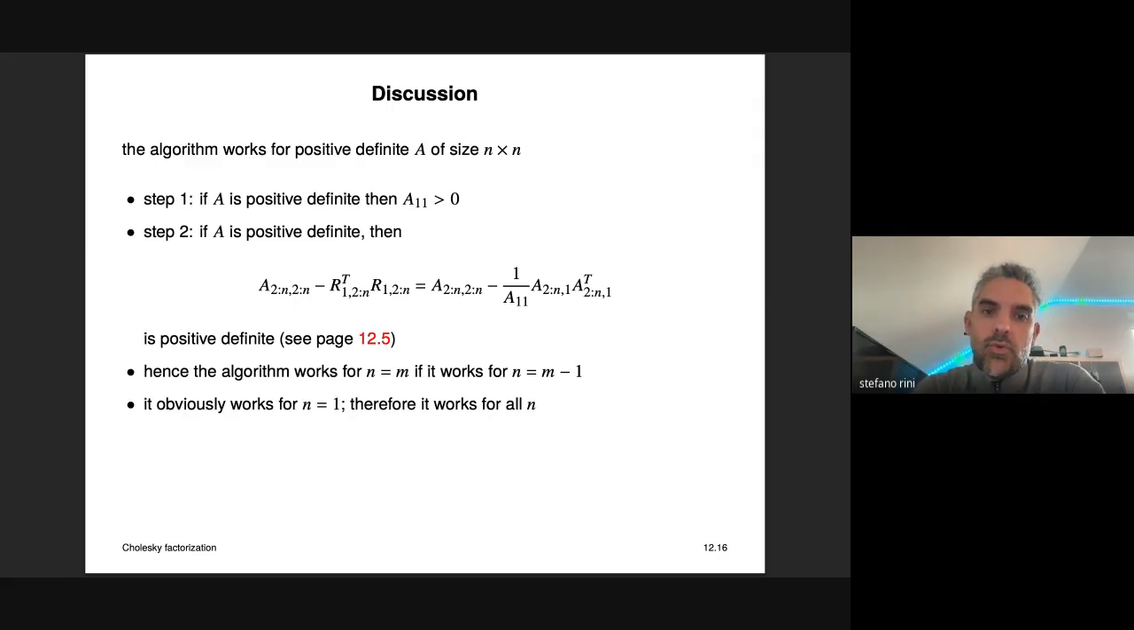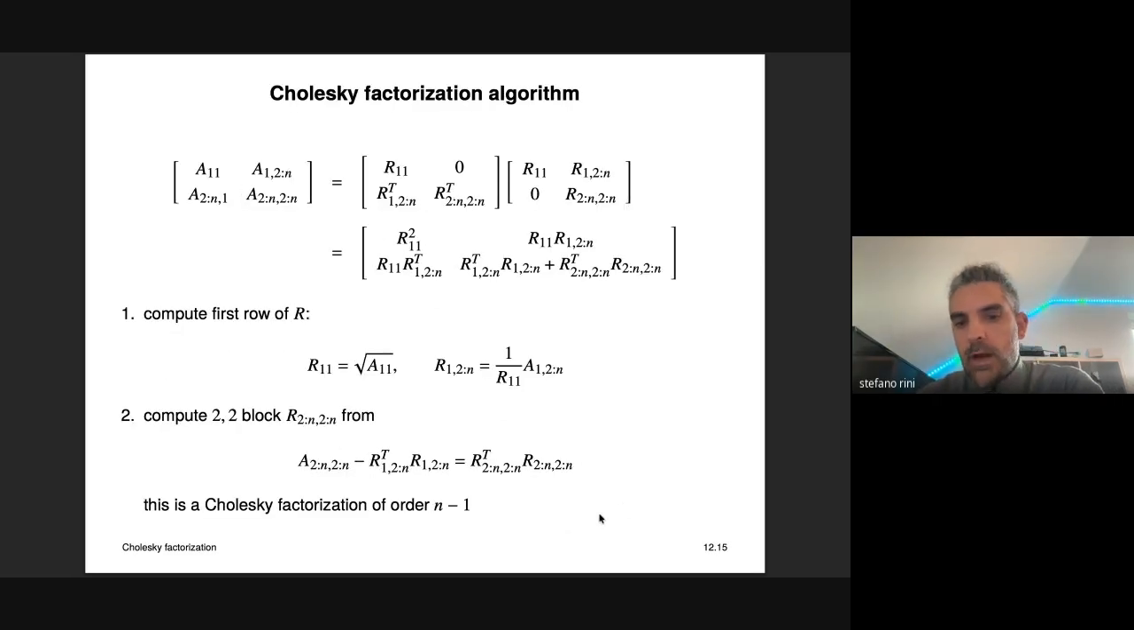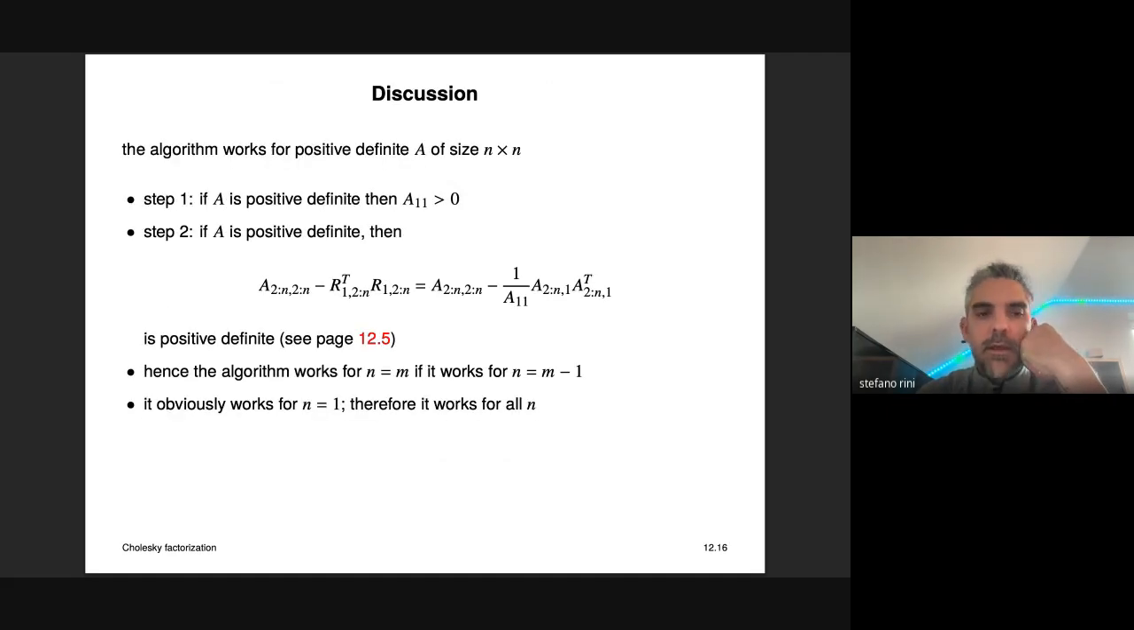Okay, so the algorithm works for positive definite A of size n times m. Here I will have to argue with you that in order to compute this block, we will again have a positive semi-definite matrix. But I think you believe me, because this block satisfies the same properties as a positive semi-definite matrix. This is easy to believe. So the algorithm works for positive semi-definite A's of size n times n.